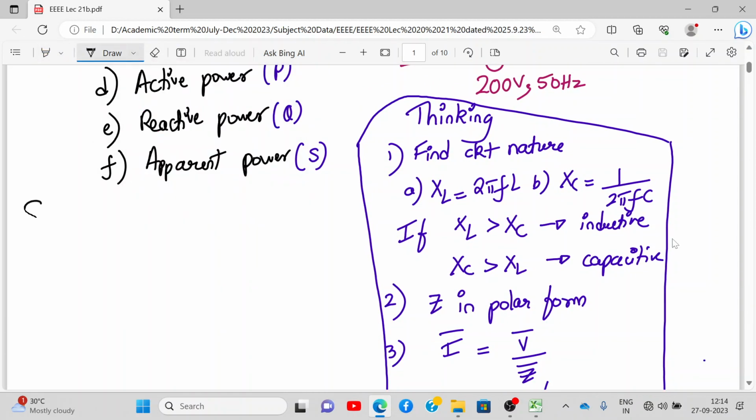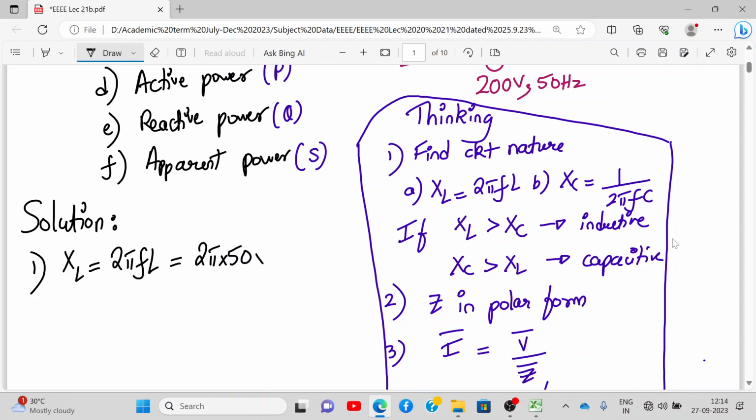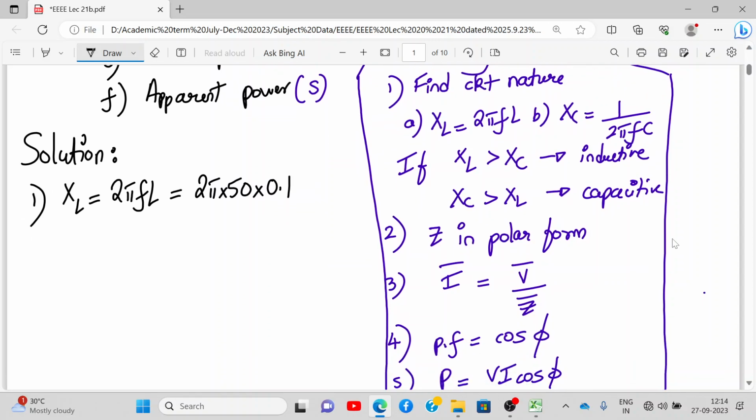For the first case, what do we need to calculate first? XL and XC. So find out XL first. XL is 2 pi FL. 2 pi into frequency, which is 50, into L, which is 0.1. So calculate XL. We have to be quick. Write along with me so that we can cover more numericals. Is it 31.42 ohms?